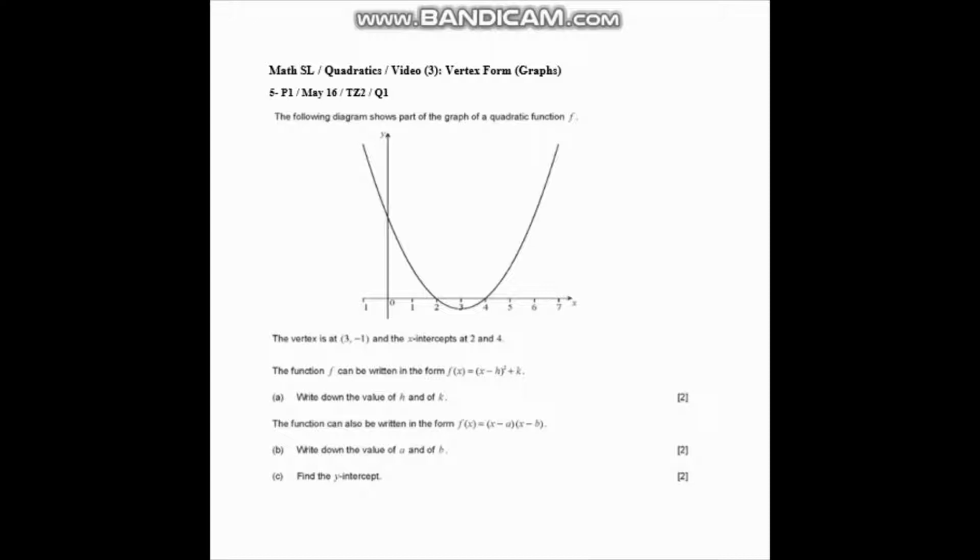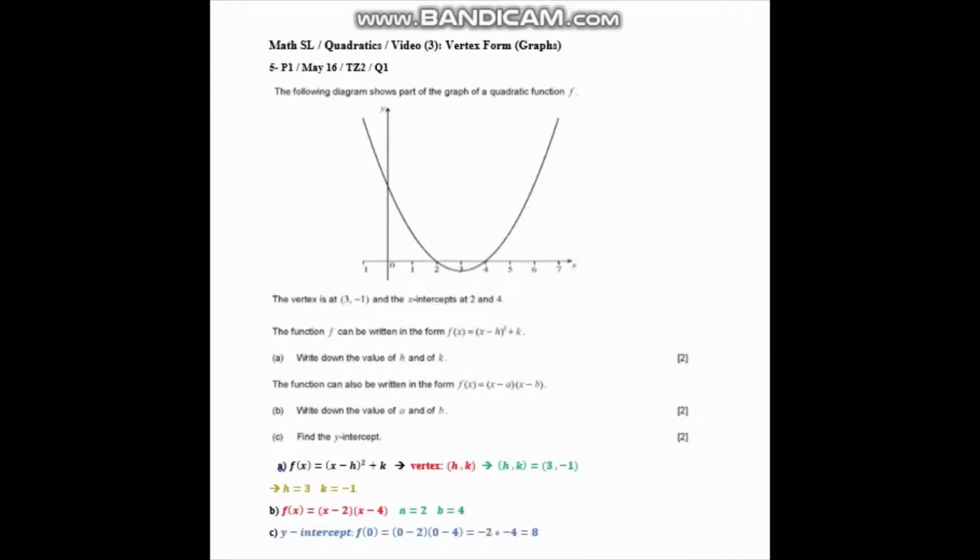So the fifth question came in paper 1, May 2016, time zone 2, question 1. Kindly take a minute and attempt to solve, and the answer shall follow through shortly. So you are given that the following diagram shows the graph of f. The vertex is at 3, -1 and the x-intercepts are at 2 and 4. Given that the function can be expressed in vertex form as follows, find the values of h and k.